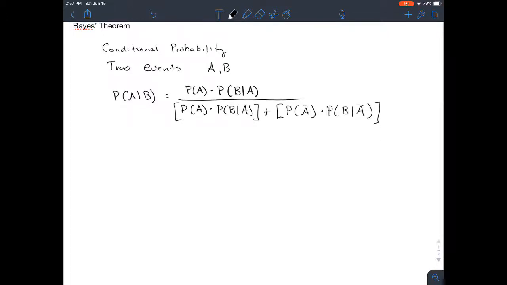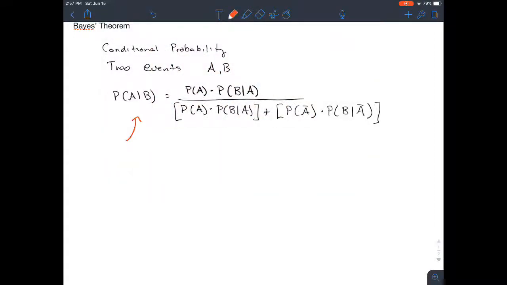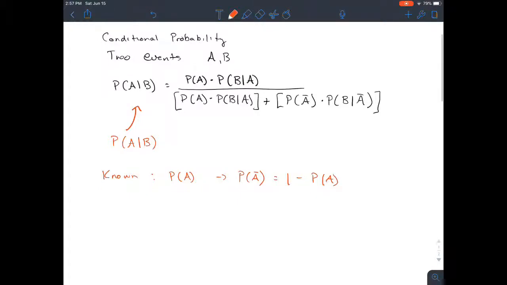And so when we compute Bayes' theorem, what we want to know is the probability of A given B occurs. But we have to have a certain number of known values in the problem. The known values we need are the probability that A occurs, and if we know that, then we can know the probability that the complement of A occurs. Remember, that's just going to be 1 minus the probability that A occurs.